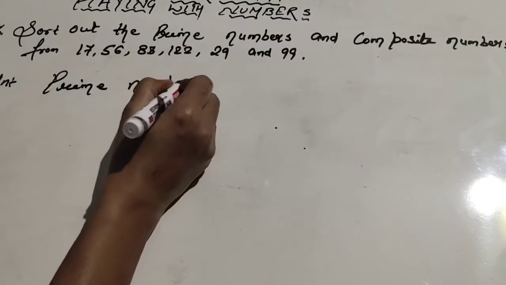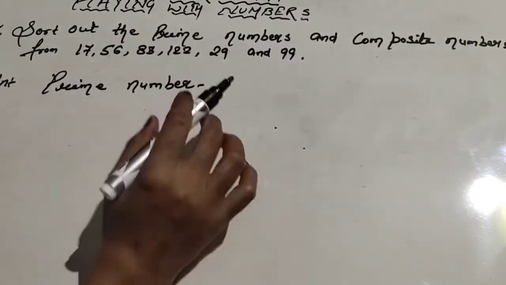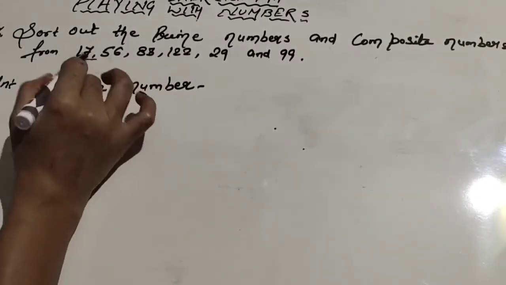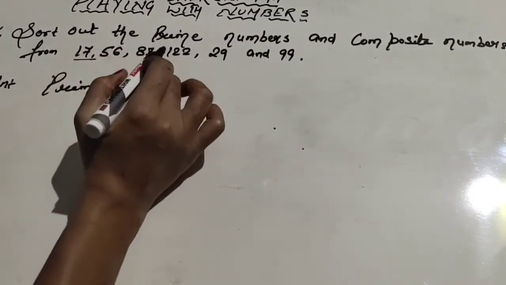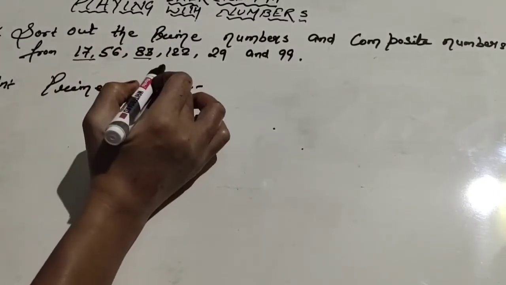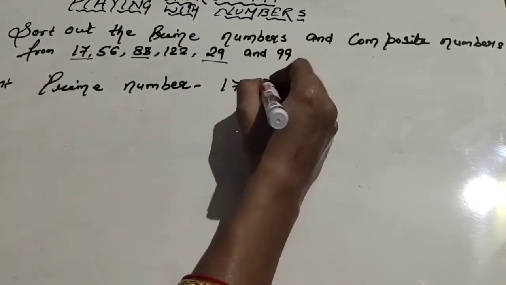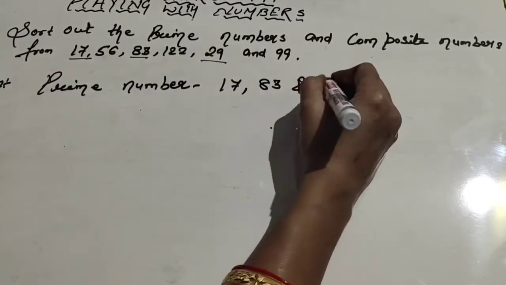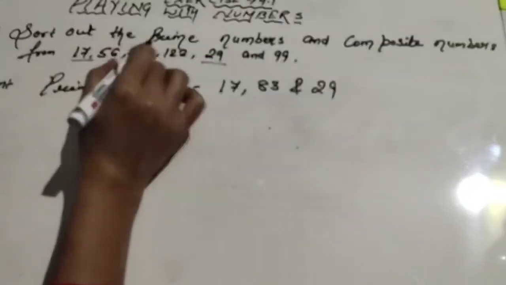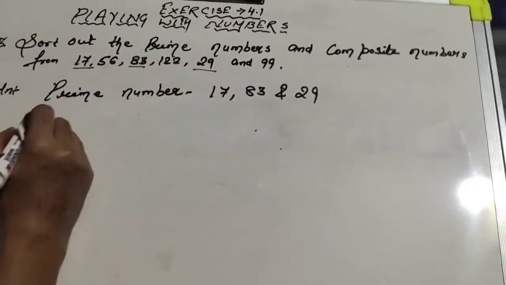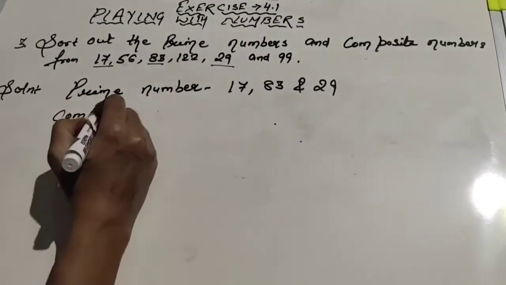So 17, it will divide only by itself, 83 and 29. 17, 83 and 29 are prime. It means the rest of the numbers are composite. You just write composite numbers.